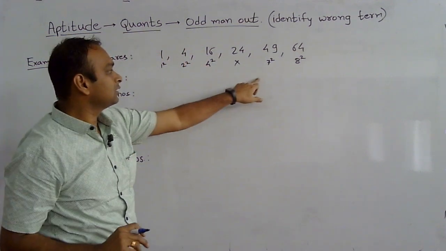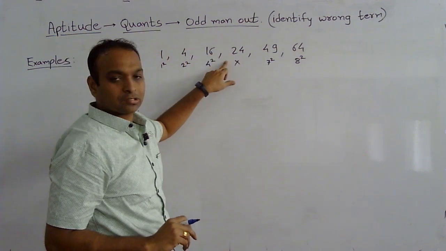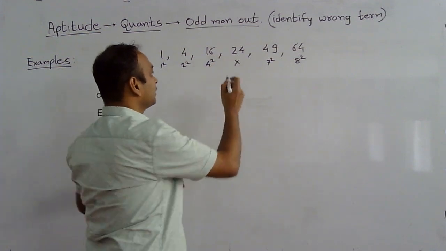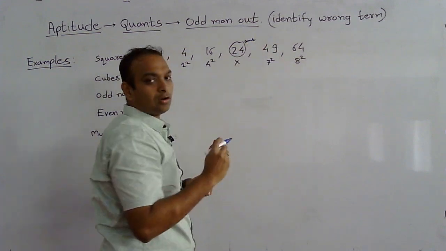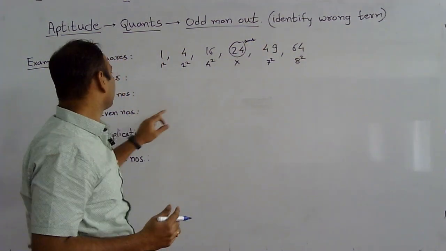So in this series, 24 is not a square of any number. That's why we can say that this is the answer. Odd term is 24.